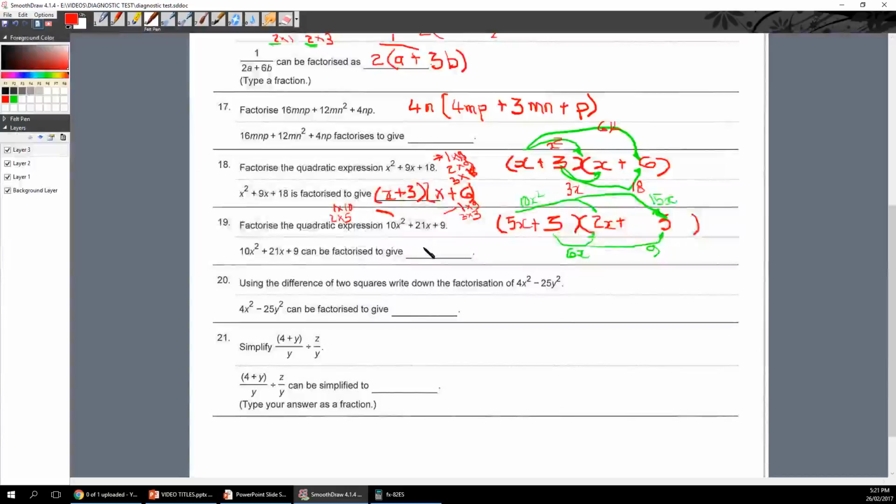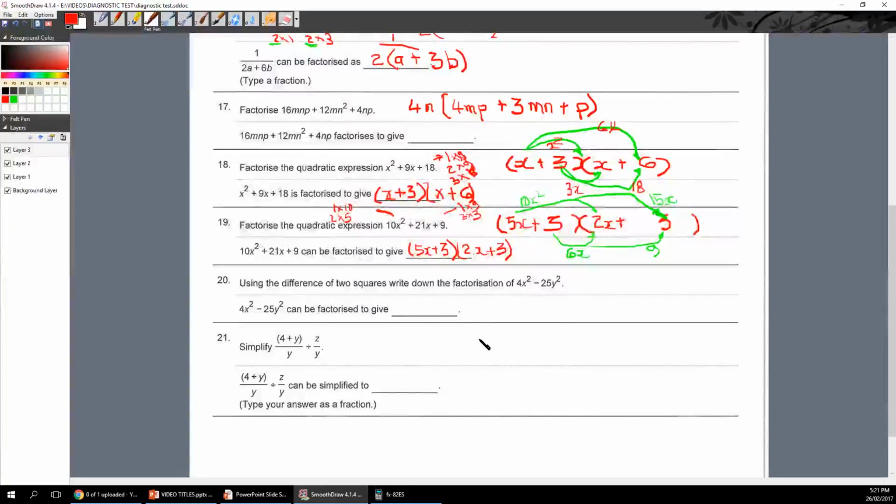And when we're doing these, first off, and particularly in an exam, I would recommend checking, just using your skills that you've gained previously, just to check that you have got the right answer. 5x plus 3, and then we've got 2x plus 3. Okay, like so.